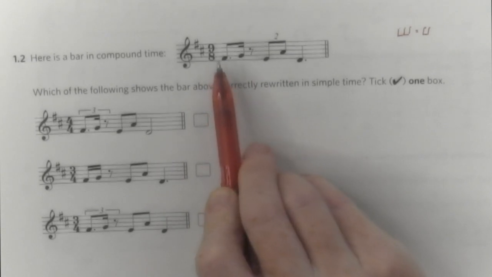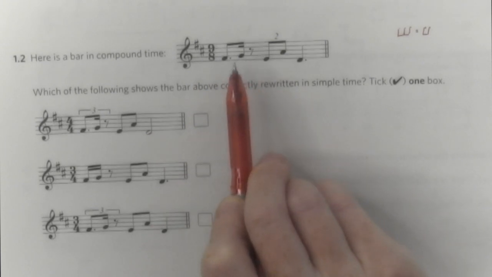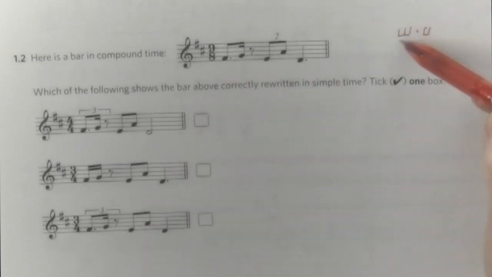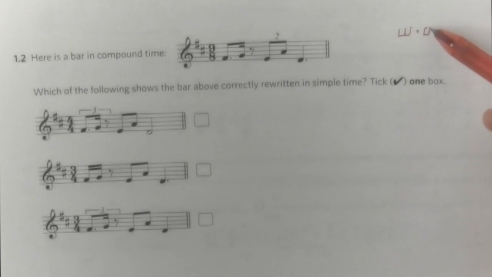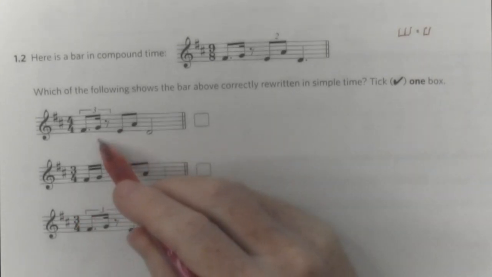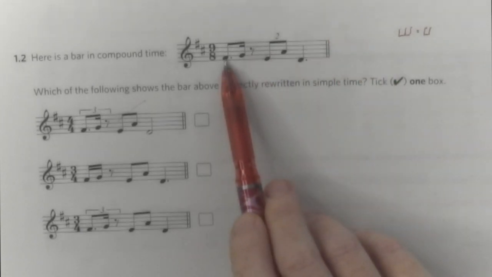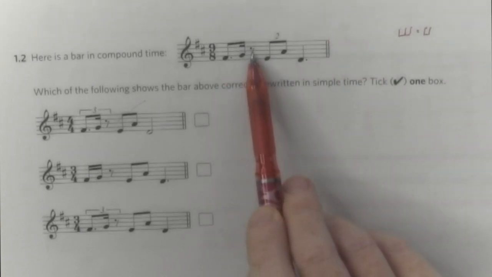Therefore, in the equivalent simple time, we have 3 groups of quavers, but the 3 give space to 2. So 1, 2, and 3 of the same kind, which is quavers. So 3 crotchets. 1, 2, and 3 crotchets. 3/4, 3/4. This is incorrect. Now, we have 1, 2, and 3.